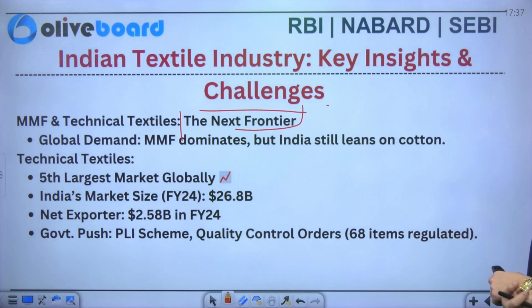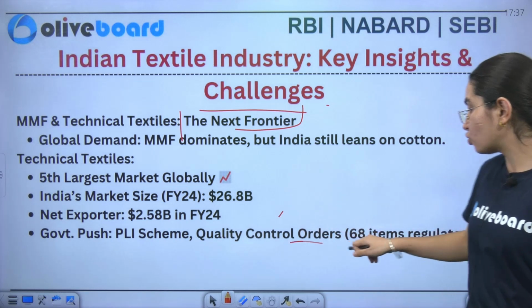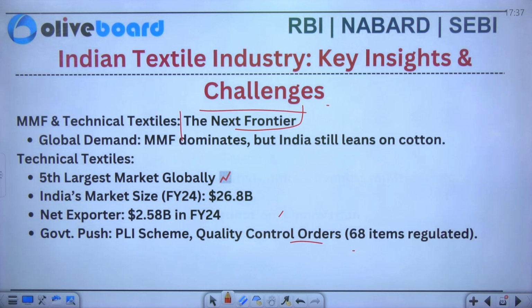On technical textiles, you can see we are the 5th largest market globally. India's market size is $26.8 billion. On net exports, we are holding 2.58 billion in financial year 2024. On the government push, you can see the PLI scheme is pushing it. Quality control orders are also giving a push to this.